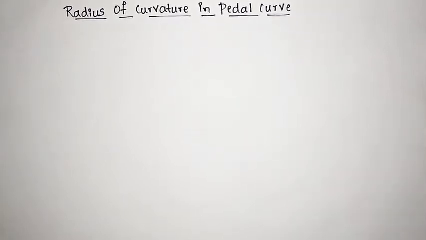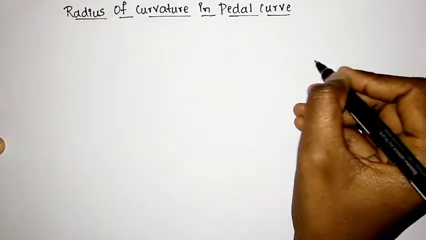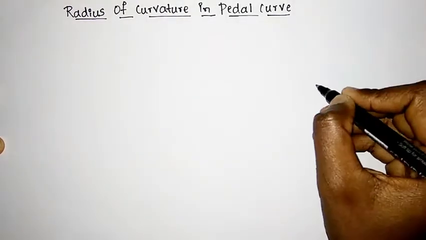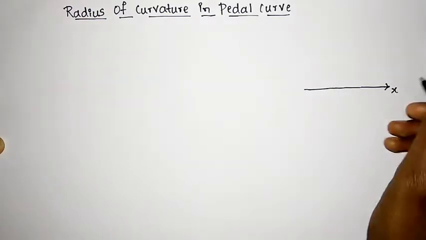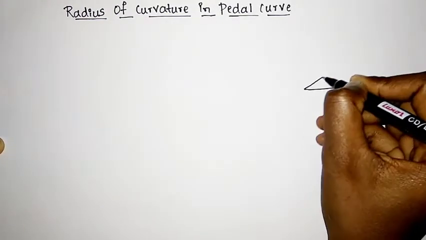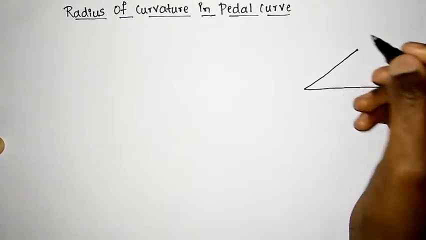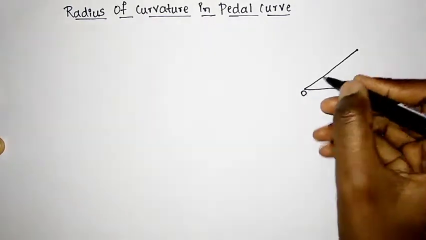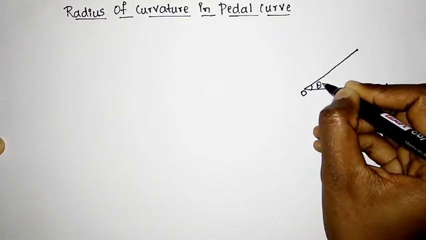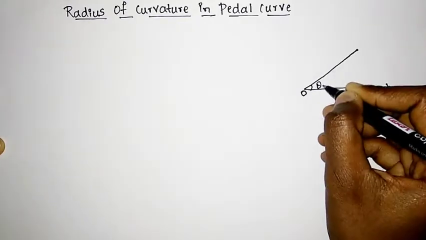Today we shall discuss the radius of curvature in the case of the pedal curve. In order to derive the equation for the radius of curvature in a pedal curve, let us consider the line. So this is the x-axis and this is the y-axis. Let us consider the origin to be O, and the angle made with respect to these two lines will be theta.